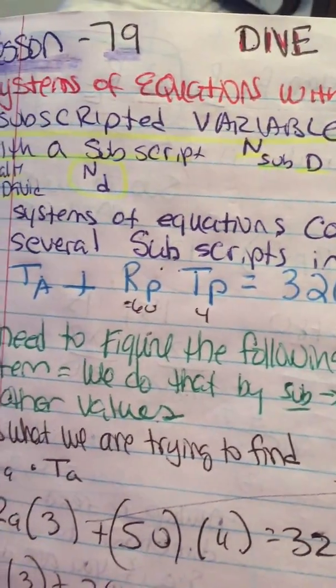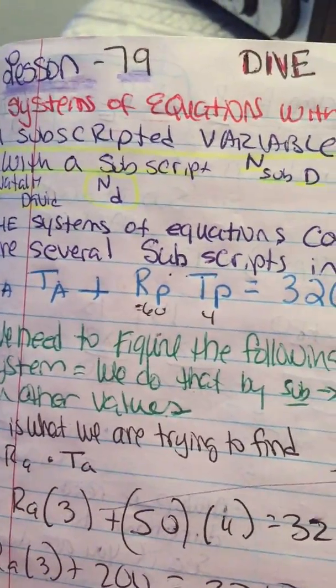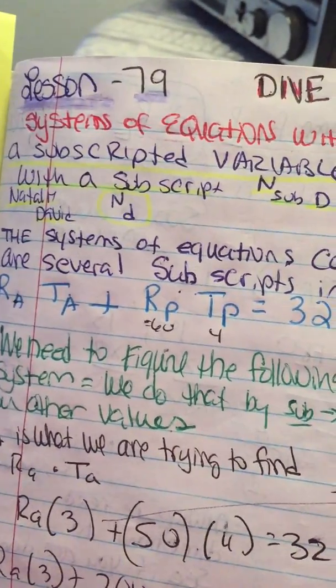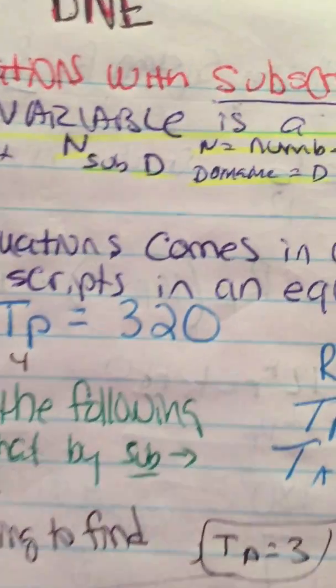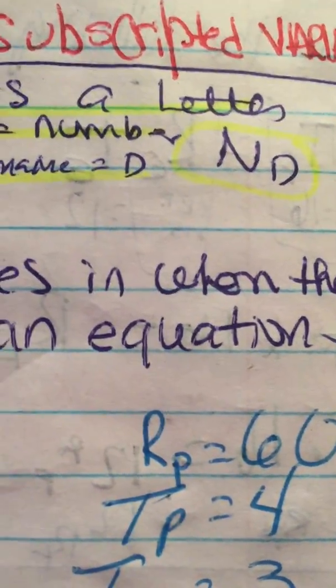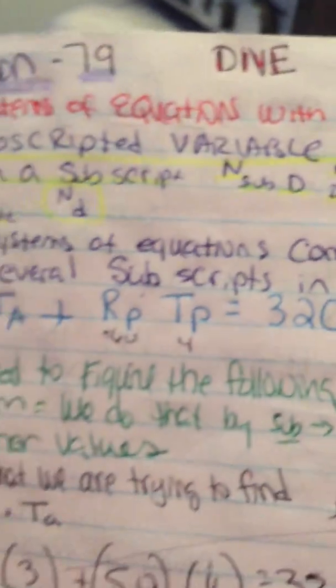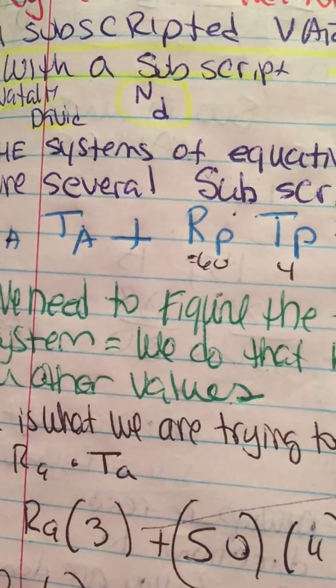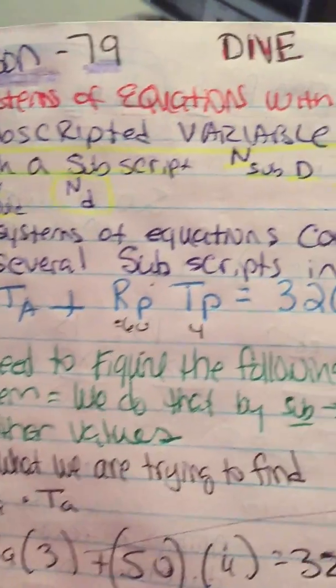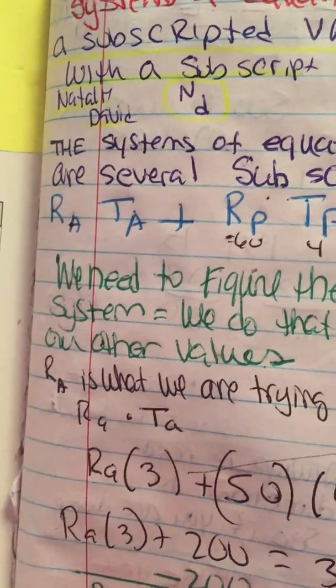Subscripted, if you just look up in your glossary in your textbook, it says that it is just letters with a subscript, like you have N sub D, where N means number and D means domain, the number of domains, or something like that. So Natalie and David, N sub D. That's what these subscripts are, and these are systems of equations with these subscripts.